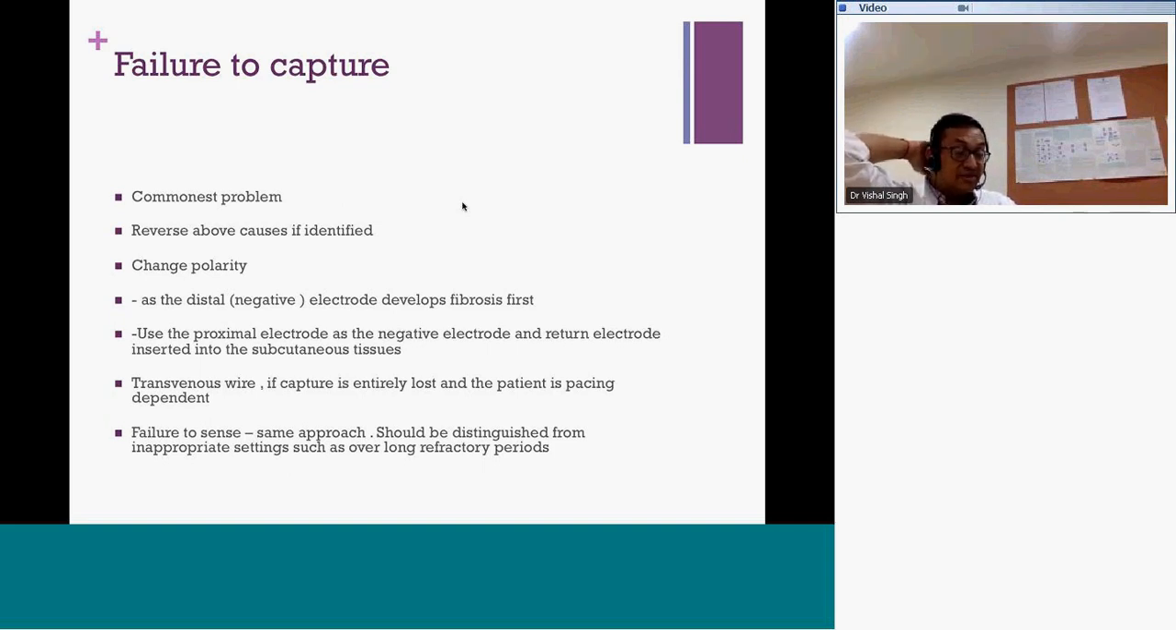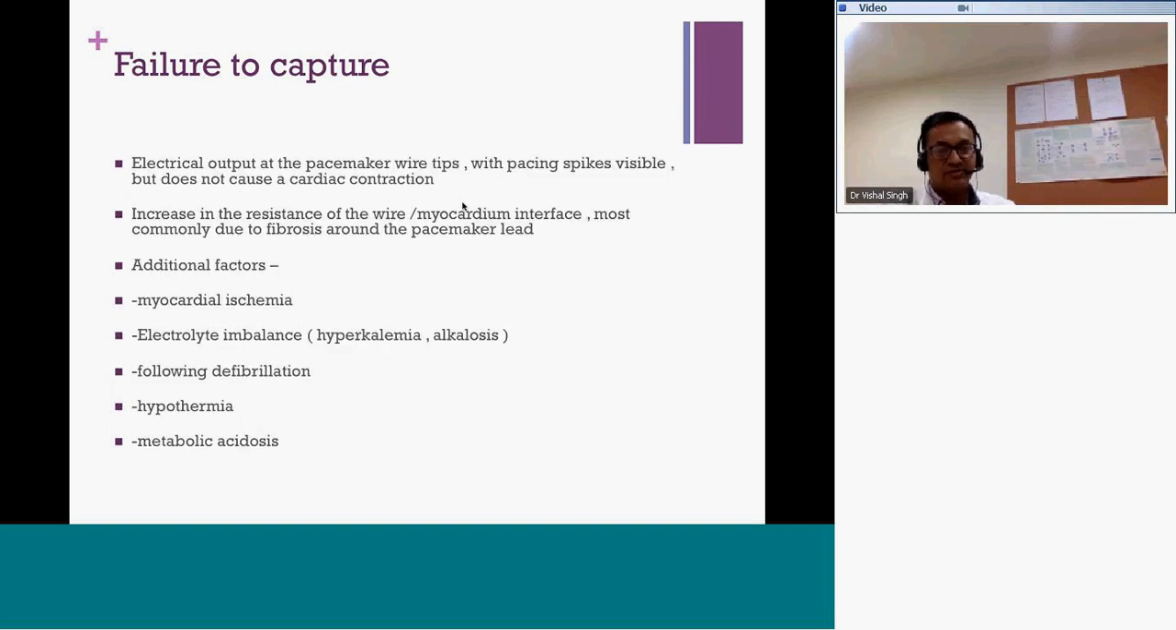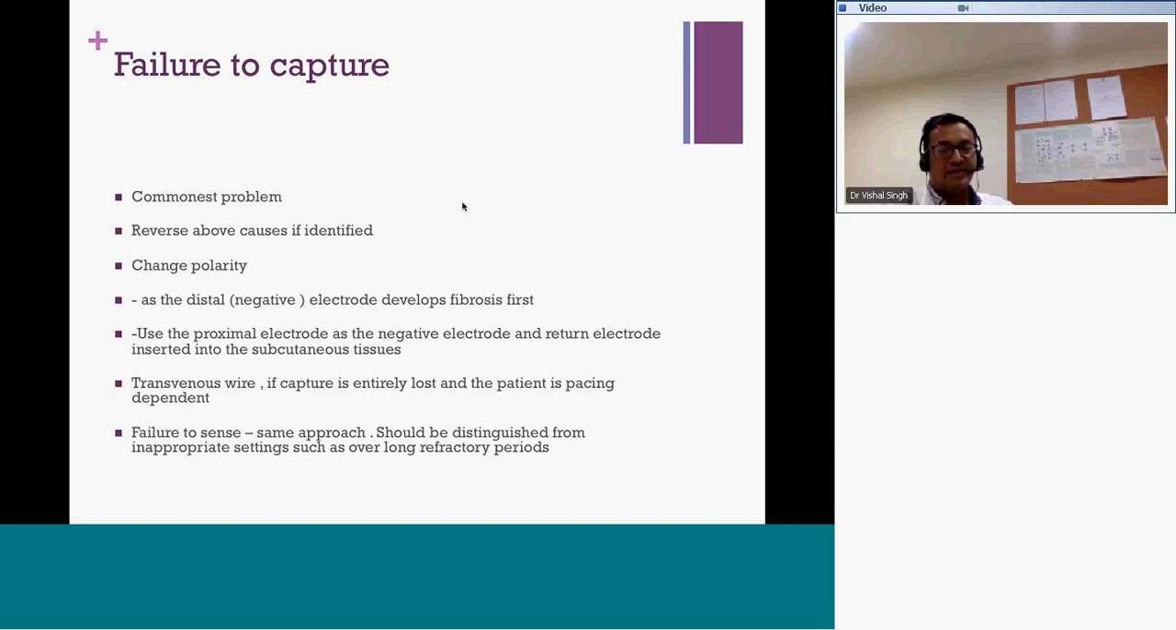Transvenous wire, especially if the capture is entirely lost, that will be very unfortunate, but if it happens, you will have to do it. Similarly, there are a lot of aggravating factors, which are mentioned here. And in this situation also, correct the aggravating factors at the same point of time, and ensure that your patient is getting paced regularly at the rhythm that's decided.